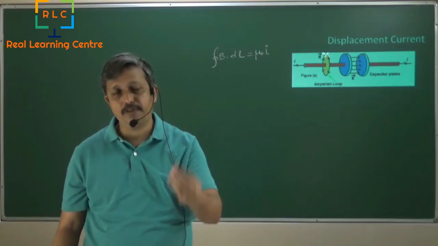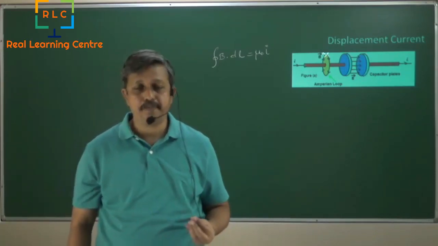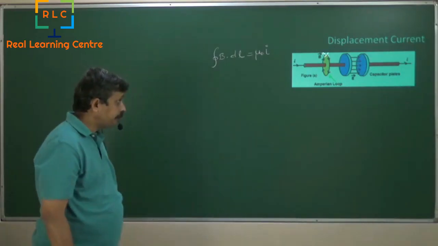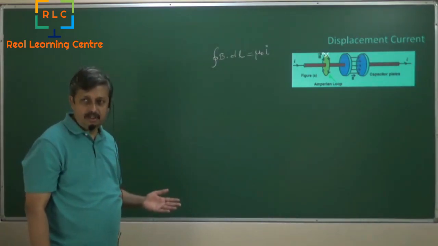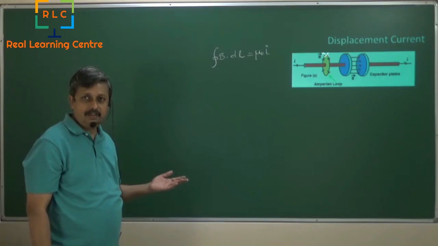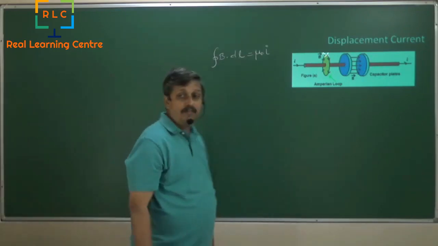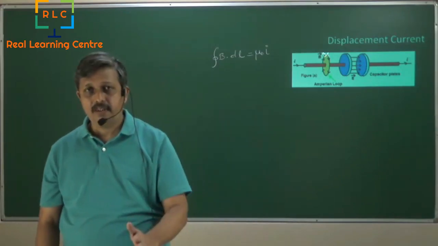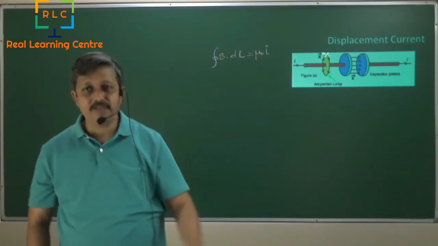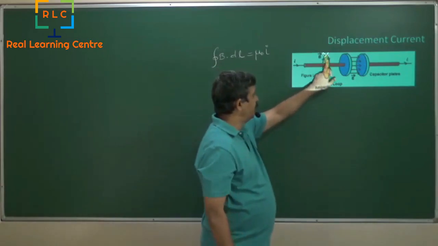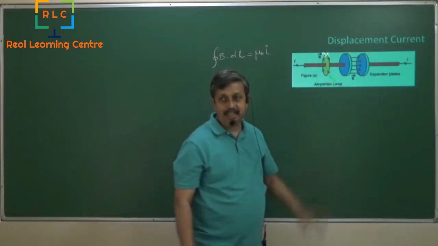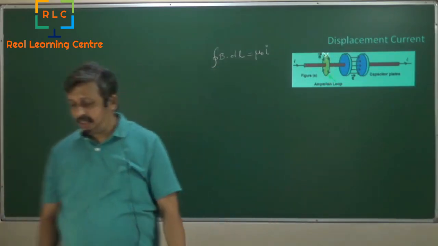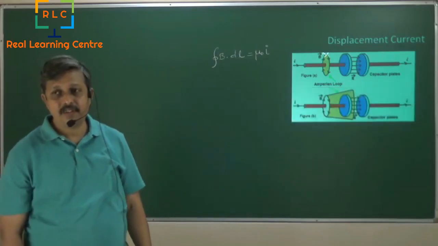We can write an equation for B as a function of time. Now, so far so good. Ampere's law worked. But remember, we said that Ampere's law should work whatever may be the type of surface that we take here. Here we have taken this yellow surface which is very plain. Now we will take some peculiar surface.